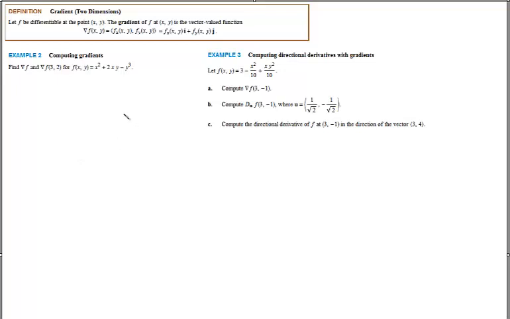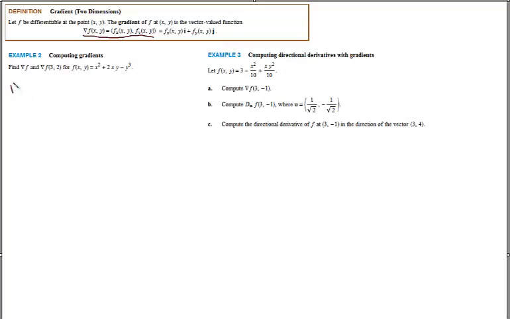Our next topic is that of gradient. Now we found the gradient in our previous example. The gradient is just that partial derivative with respect to x and that partial derivative with respect to y, and it is a vector in and of itself. So it's just that part that we found whenever we were doing the dot product in that previous example.